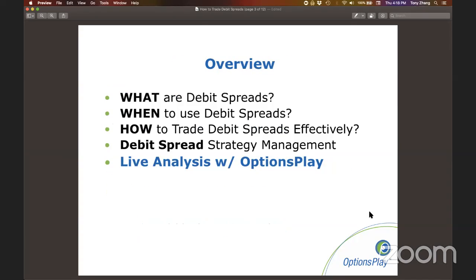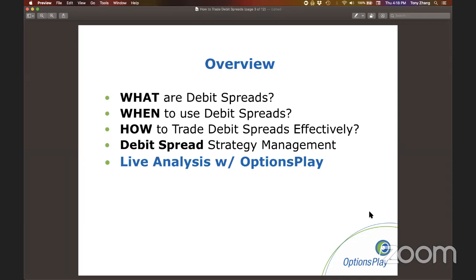So with that, let's just jump right into what we're here to talk about today. The reason that we want to trade debit spreads is because we all have directional views on certain names in the market, whether that's individual stocks or sectors or ETFs. We all have our own views, and debit spreads really allow us to take that directional view with limited risk. It's one of the most efficient ways to take a directional view using options.